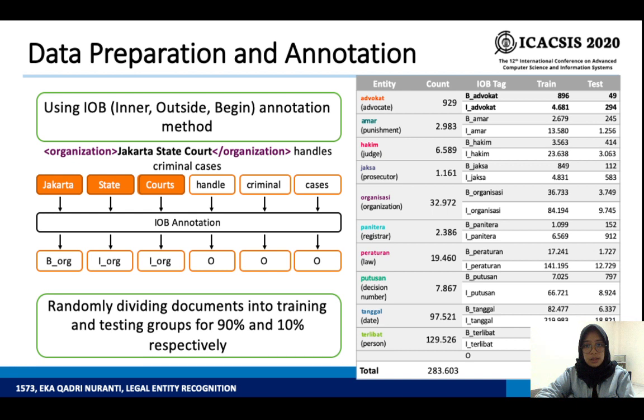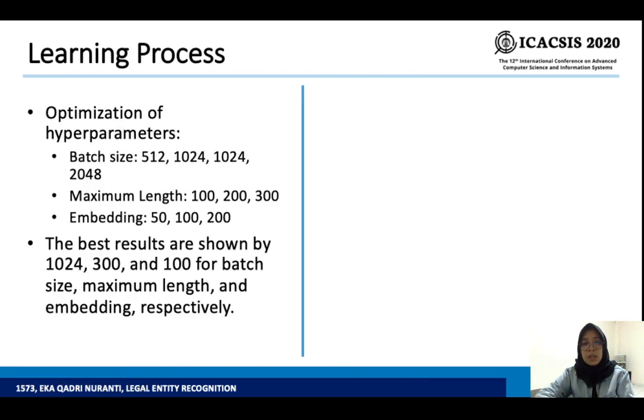For the distribution of training and testing data, we choose randomly based on documents. Therefore, the number of entities for training and testing is not always 90% and 10%. Next, for the learning process, before comparing learning models, we initialize the best hyperparameters to be used and obtain 1024 for batch size, 300 for maximum length, and 100 for embedding size.